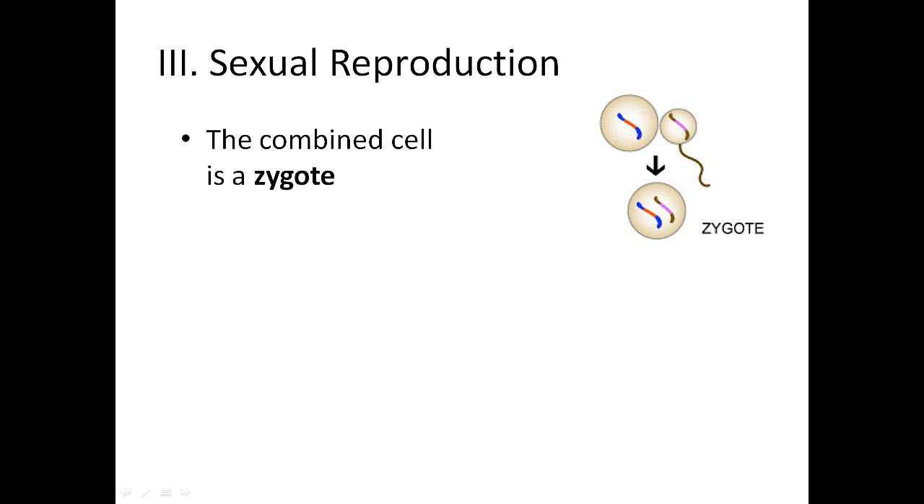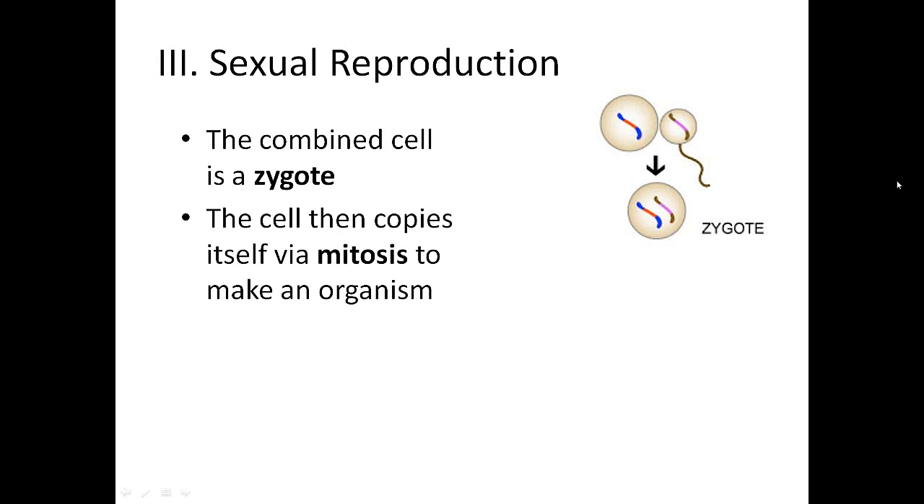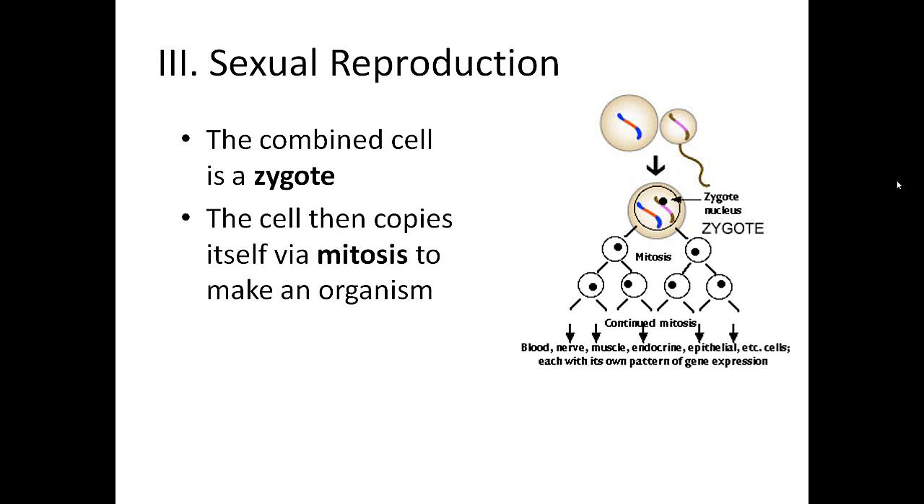When the sperm and egg combine, we form what's called a zygote, so the DNA combines between the two, and then the zygote continues to make copies of itself by mitosis, and then those cells can differentiate or become specialized, we talked about that before, to make a new organism.